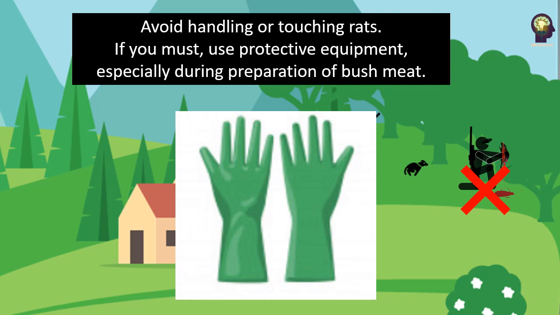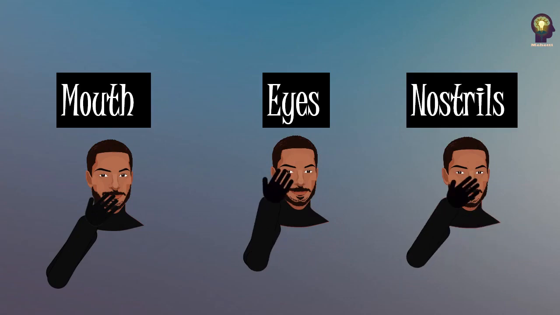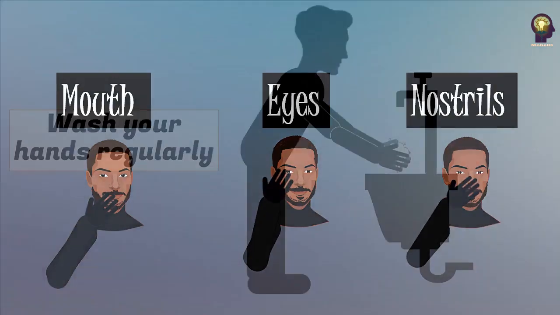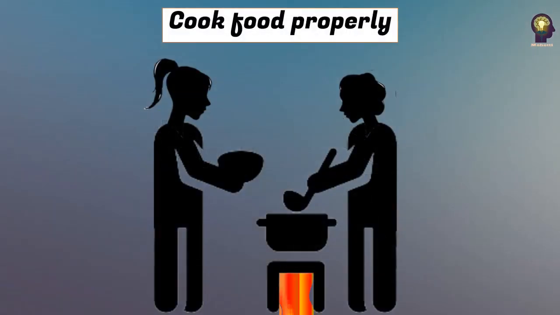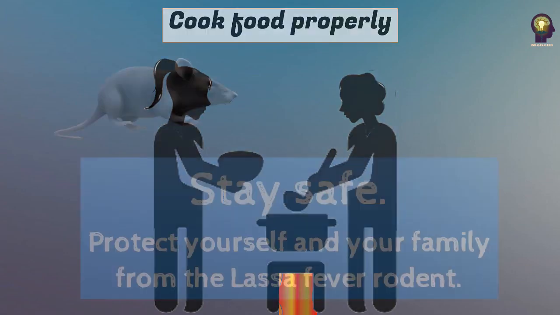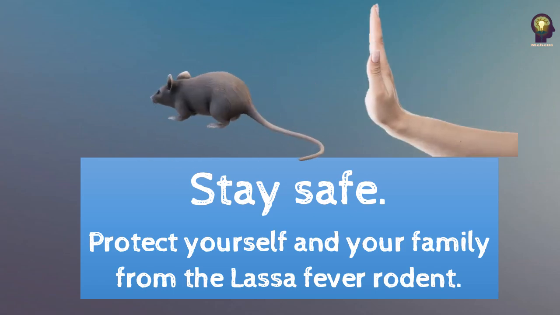If your hands are contaminated with secretions from rodents, avoid touching your mucous membranes, including your mouth, eyes, and nostrils. Wash your hands with soap and water regularly, especially after handling rodents and before eating. Wash and cook your food properly and do not ingest unwashed, undercooked or raw food. Stay safe. Protect yourself and your family from the Lassa fever rodent.